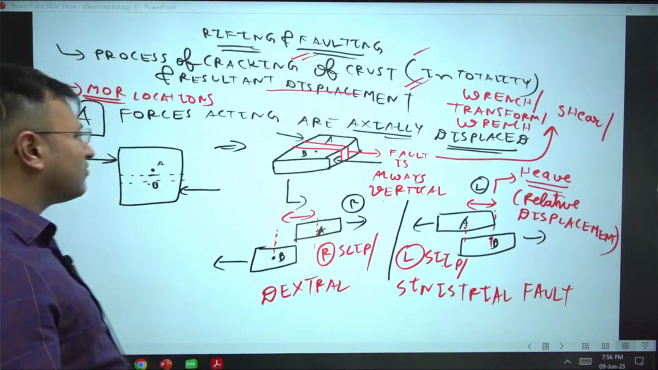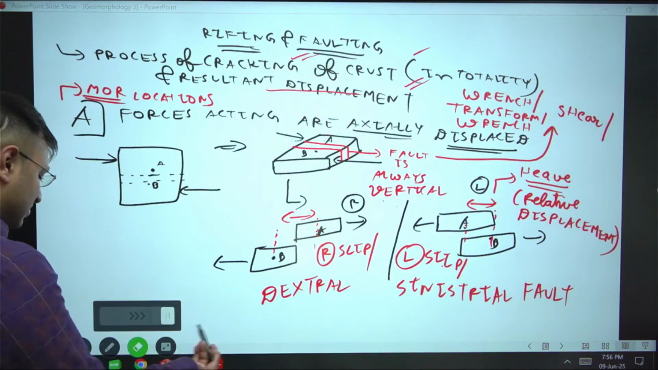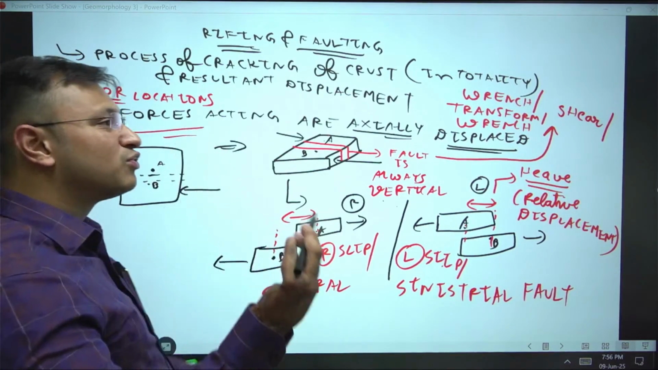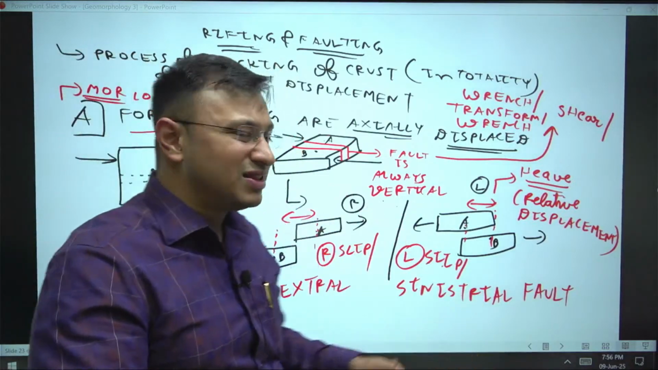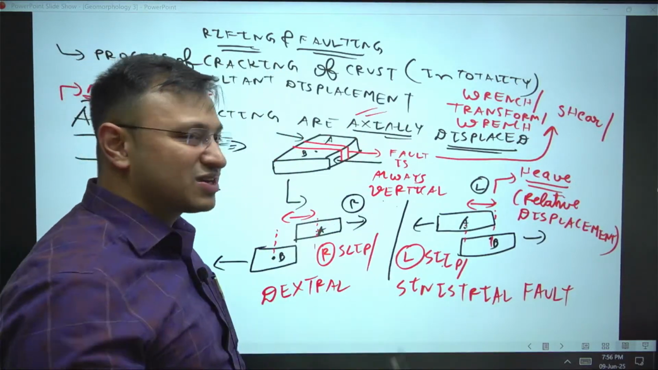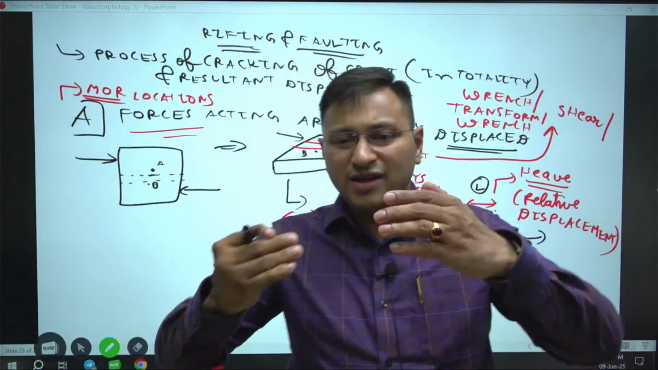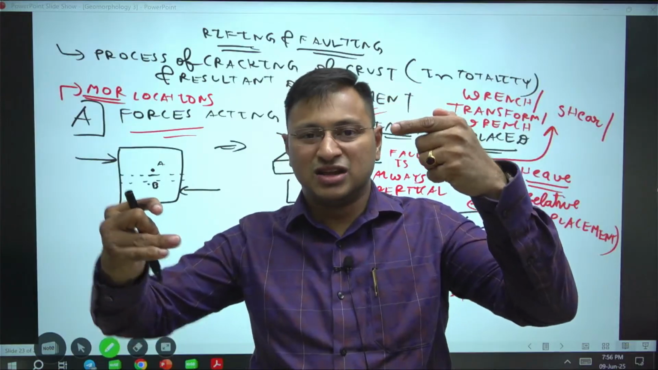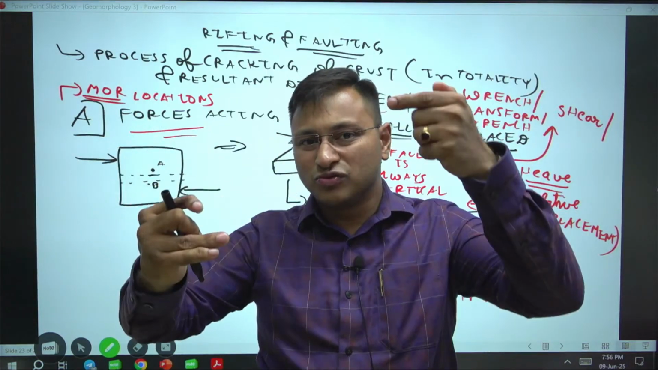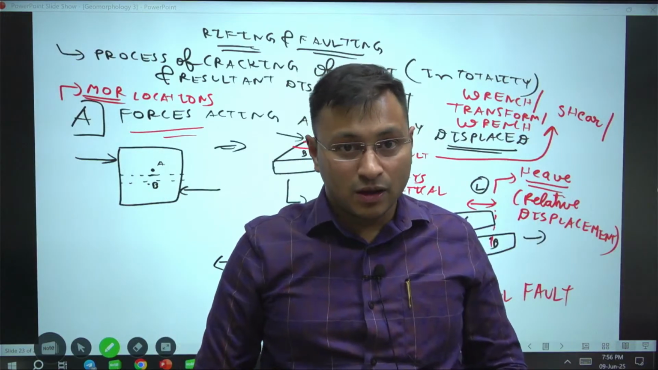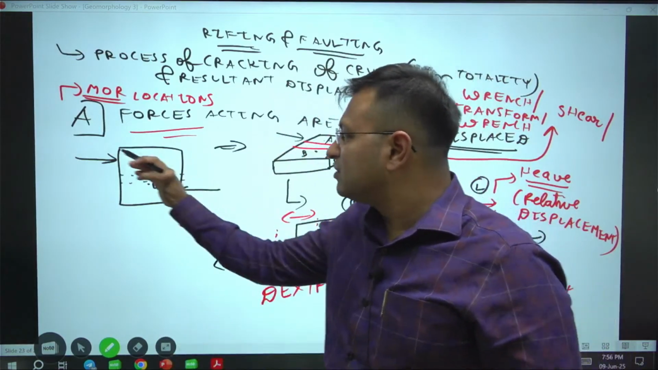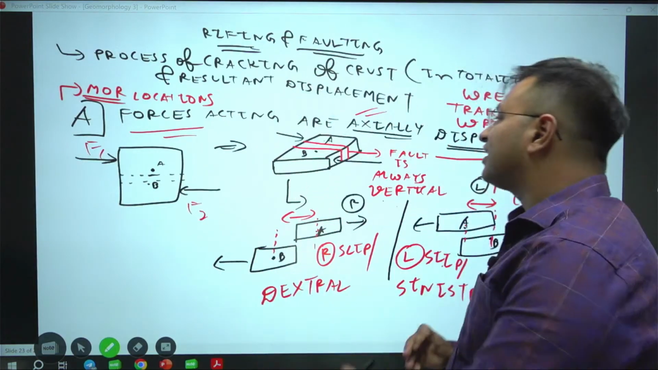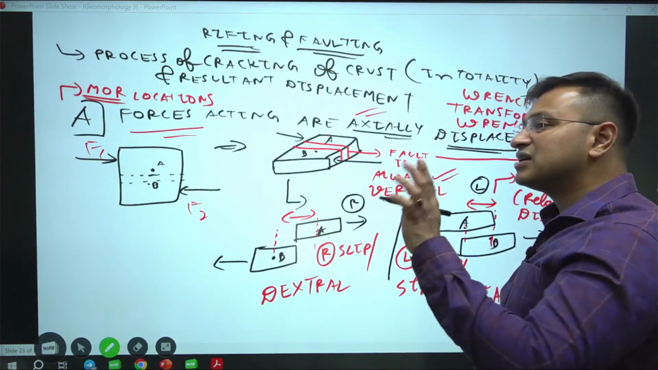If I'm talking about faulting and rifting, we need to consider basically two possibilities. The first possibility is that the forces which are acting on the crust are actually displaced. If we are having one block, one force is acting like this, one force is acting like this. The two forces are not acting along the same line, they are actually displaced. In such a case, if this is F1 and this is F2, the crack which is developed is always vertical.